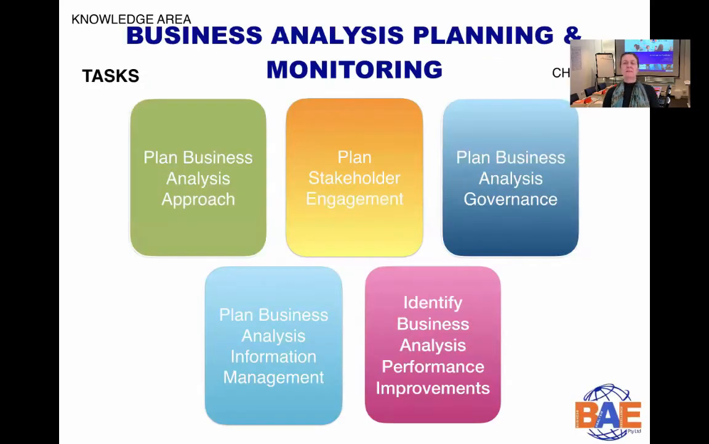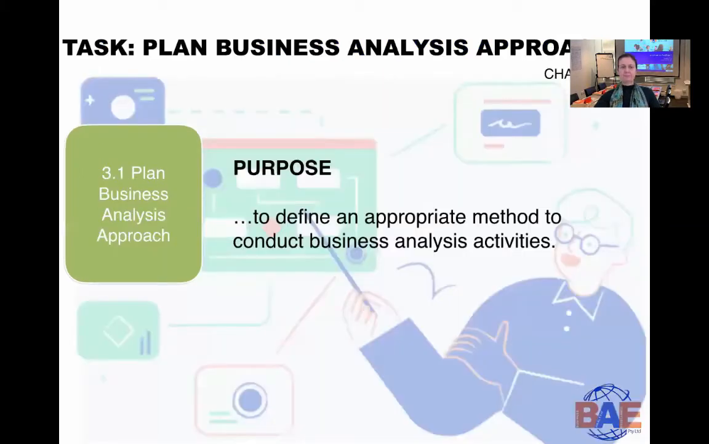So business analysis, planning and monitoring, just as a short recap, consists of 5 different tasks. So we've got plan business analysis approach, plan stakeholder engagement, plan business analysis governance, plan business analysis information management, and then identify business analysis performance improvements. Now let's take each of these tasks in turn and then have a look at the purpose and the inputs and outputs. So let's start by just remembering what is the purpose of this task of plan business analysis approach.